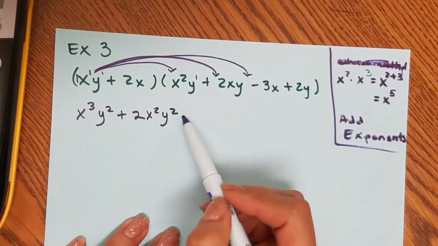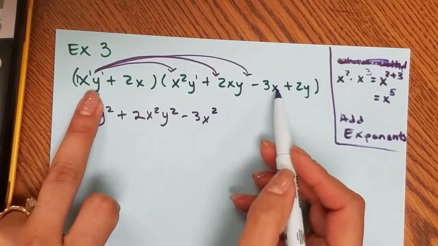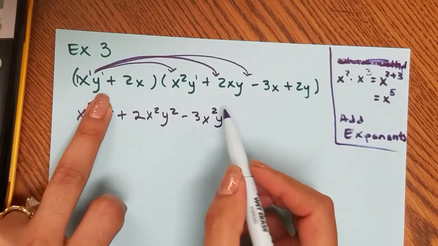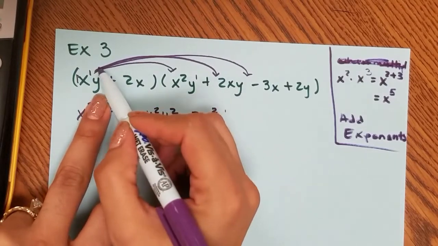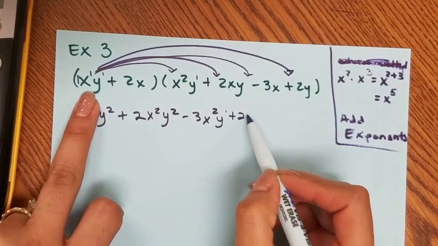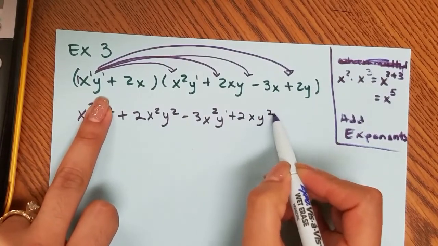Here we have negative 3. X times x gives you x squared, and y times just this here means it's going to come down. Okay, y1. And then we have to distribute it one more time. Positive 2 comes down. X is going to come down. Y times y is y squared.